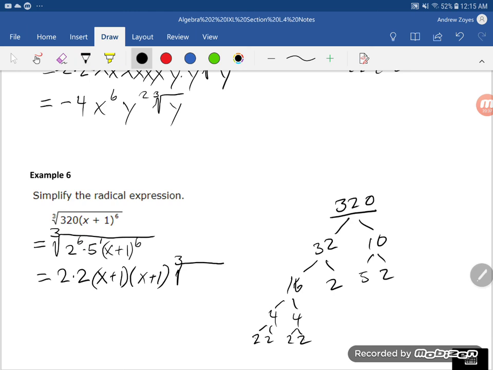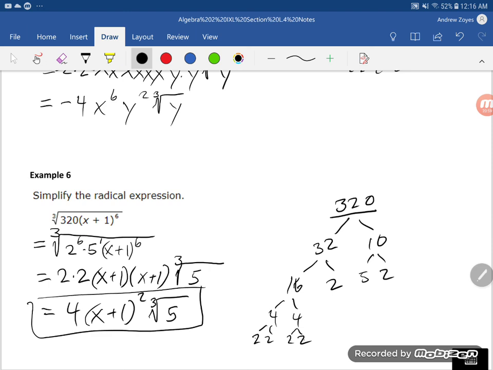And then remember, I had my root 3, and my 5 was left over underneath it. Couldn't make anything with it. So dressing this guy up, making it look better, we are going to get 4 times (x plus 1) squared with a root 3 of 5. That is our final answer.